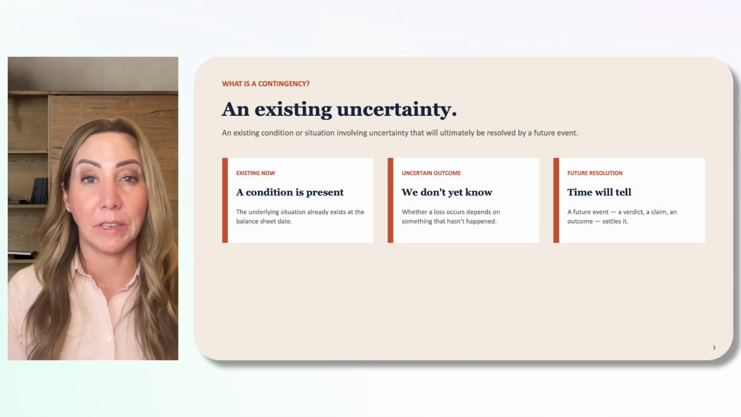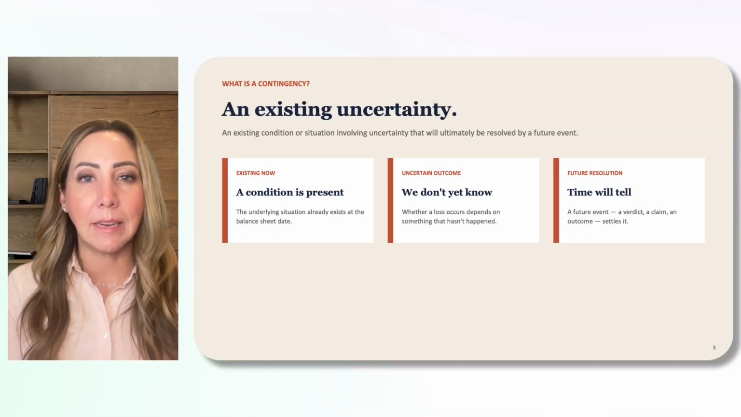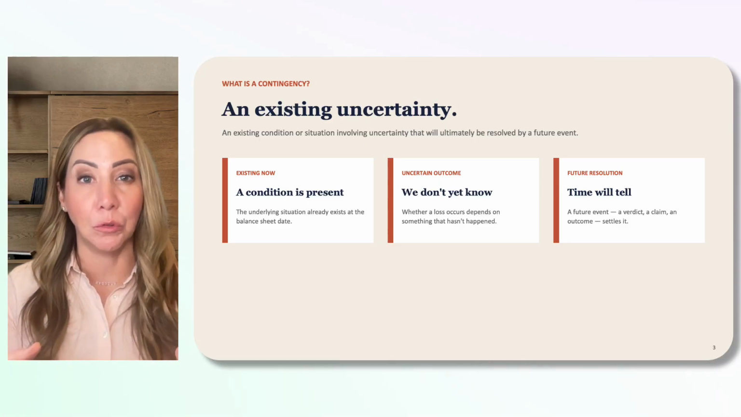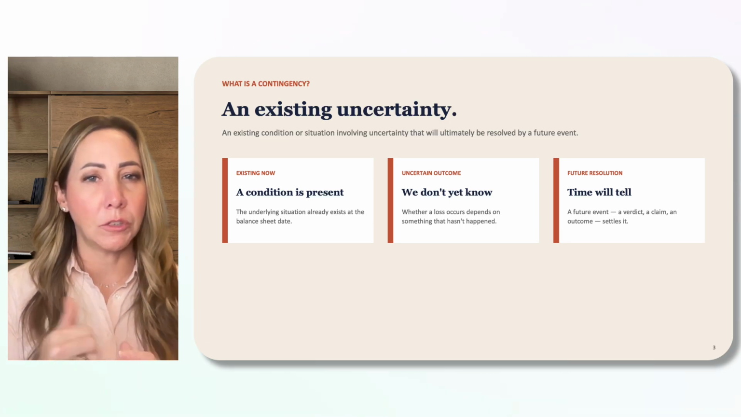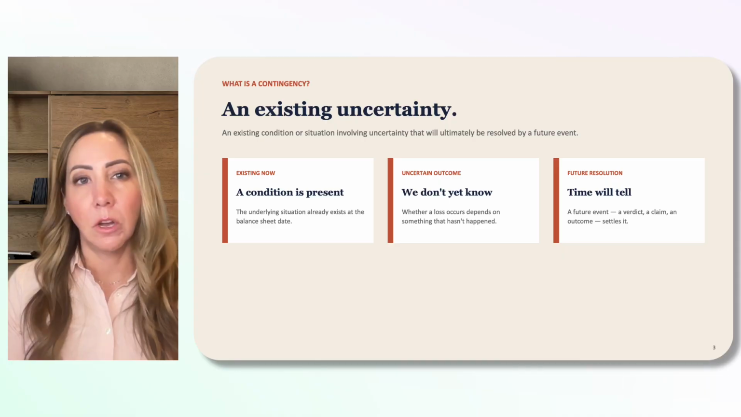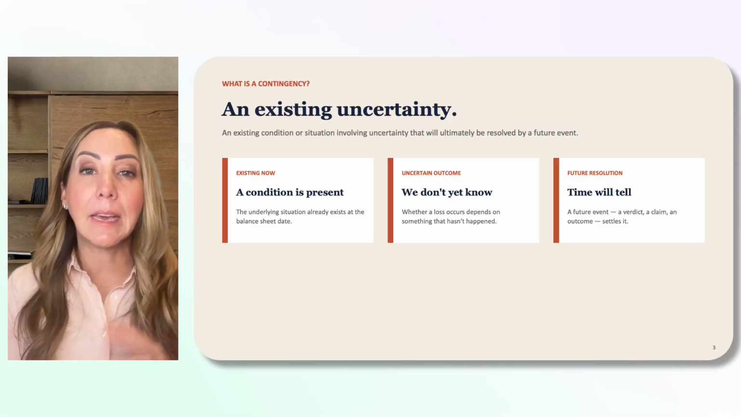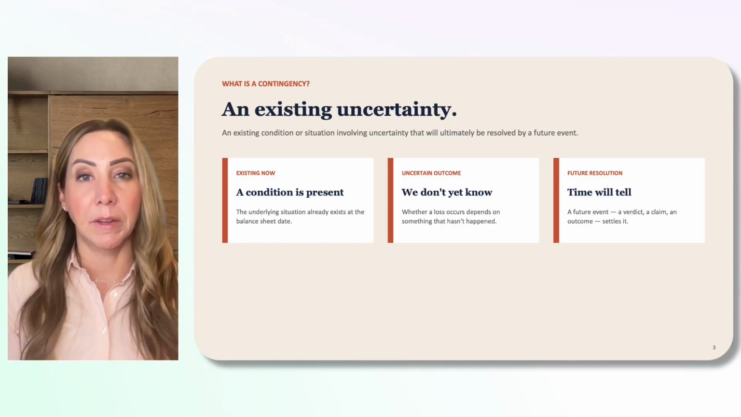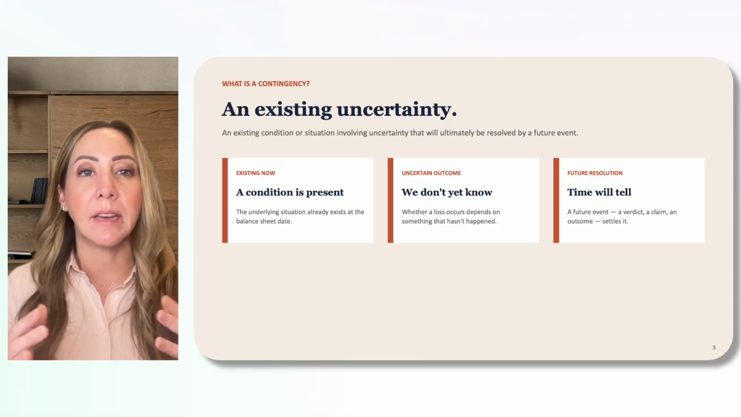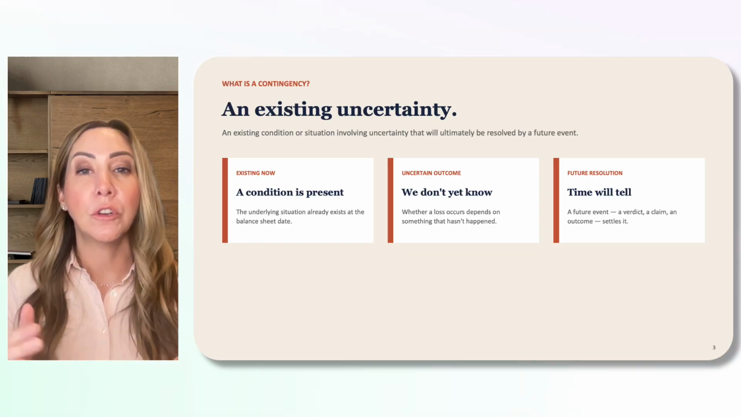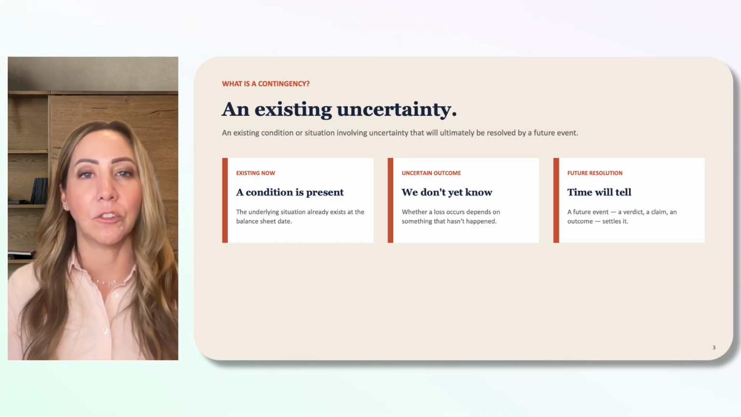Let's start with the definition of a contingency. A contingency is an existing condition or situation involving uncertainty that will ultimately be resolved by a future event. Break that into three pieces. First, the condition exists now. Something is already in place at the balance sheet date, like a pending lawsuit or a product that's already been sold. Second, the outcome is uncertain. We don't know yet whether a loss will occur. And third, a future event will resolve it: a court verdict, a settlement, a claim being asserted or not. A loss contingency then is a situation that might result in a loss, and our job is to figure out how that potential loss should show up, if at all, in the financial statements.